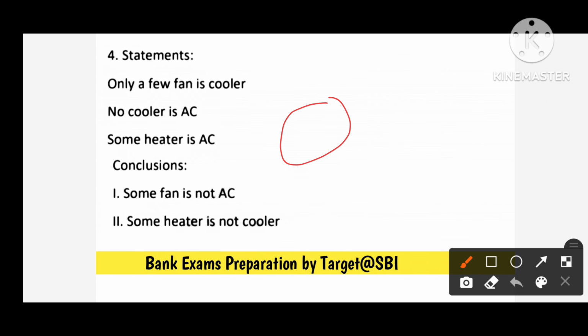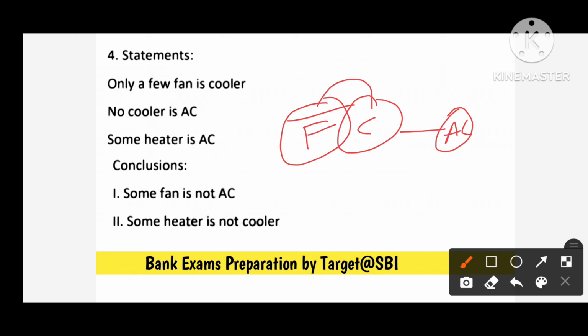Only a few fan is cooler. No cooler is AC. Some heater is AC. Conclusions. Here we see not, so we check whether all fan can be AC or not. Can we place all fan inside AC? It is not possible. All case not possible means some not case will be true.